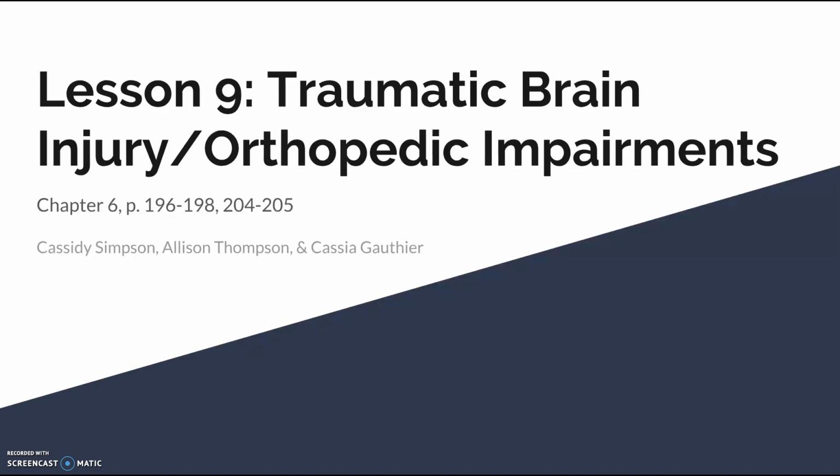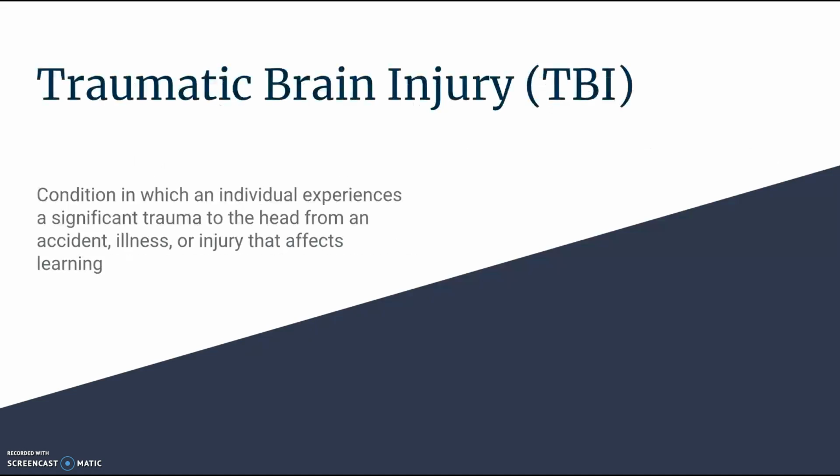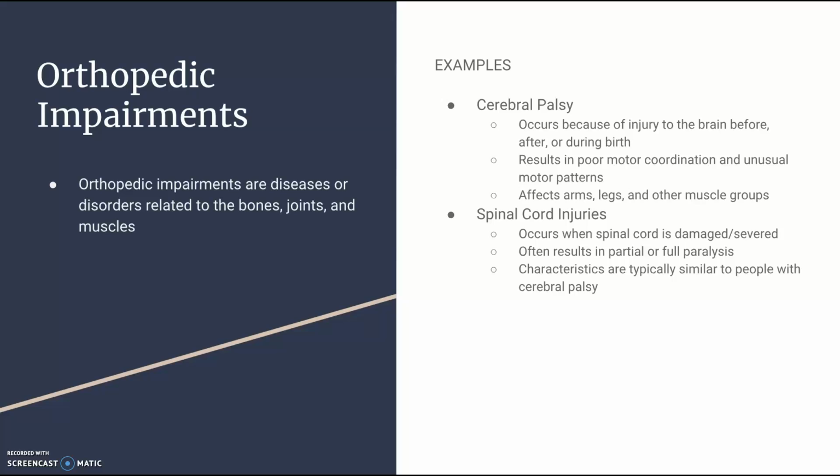Lesson 9. Traumatic brain injury and orthopedic impairments. A traumatic brain injury is a condition in which an individual experiences a significant trauma to the head from an accident, illness, or injury that affects learning. An orthopedic impairment can be caused by a traumatic brain injury.